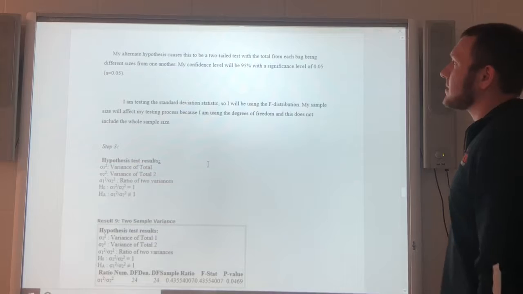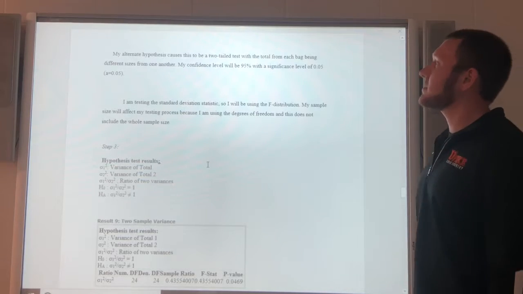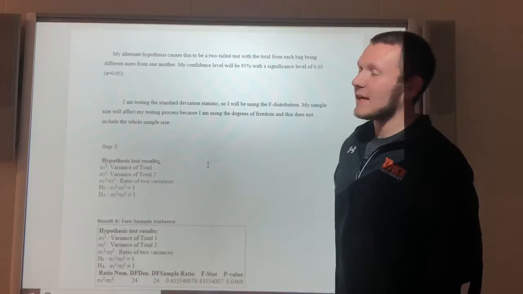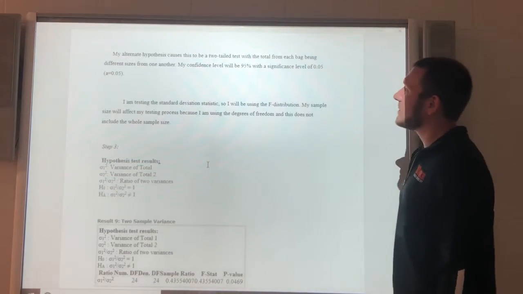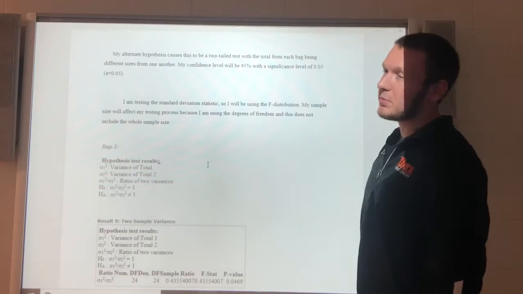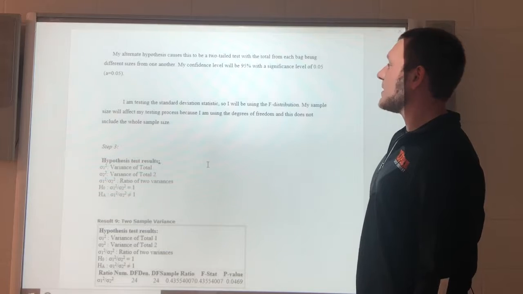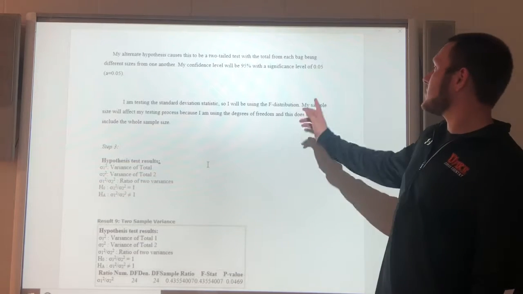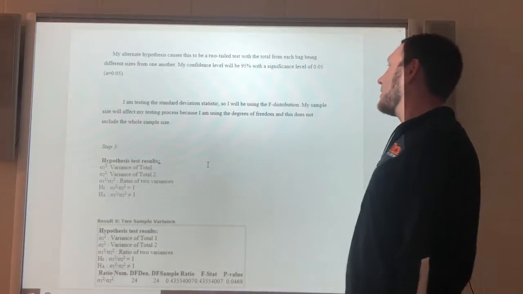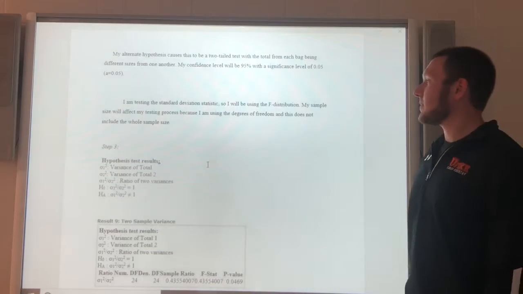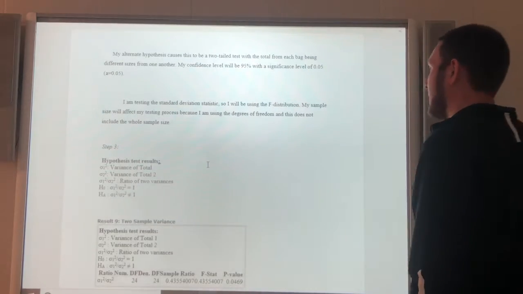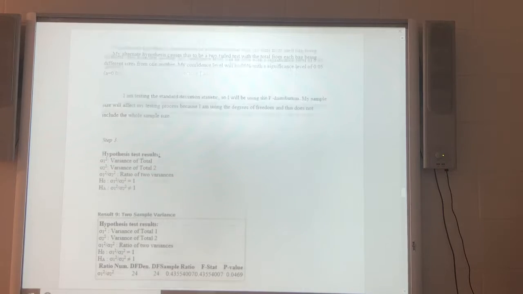So my alternate hypothesis causes this to be a two-tailed test, with the total from each bag being different sizes from one another. My confidence level will be 95% with a significance level of 0.05, or α equals 0.05. I am testing the standard deviation statistics, so I'll be using the F distribution on this one. My sample size will be affecting the testing processes, because I'm using the degrees of freedom, and this does not include the whole sample size. Again, here are the results.